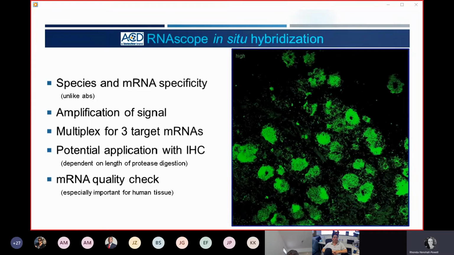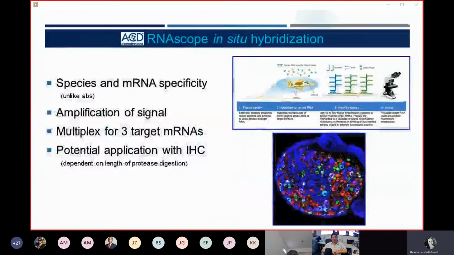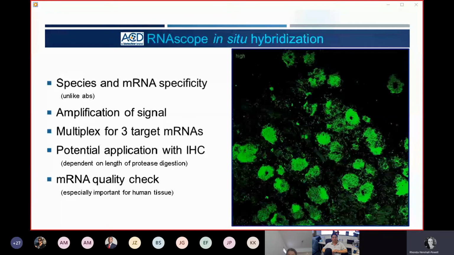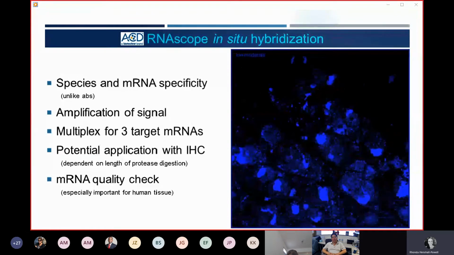And this is what this looks like in humans. So we have our high expressing transcript. I do want to point out, this is a 20x image of a human DRG. And then we also have a 20x image of our mouse DRG. The mouse DRG is so much smaller that we can capture the entire thing in one 20x view, but we can only capture a very small portion in the human DRG. I just wanted to point that out. So this is a high expressing transcript, our medium to high, and then our low expressing transcript.